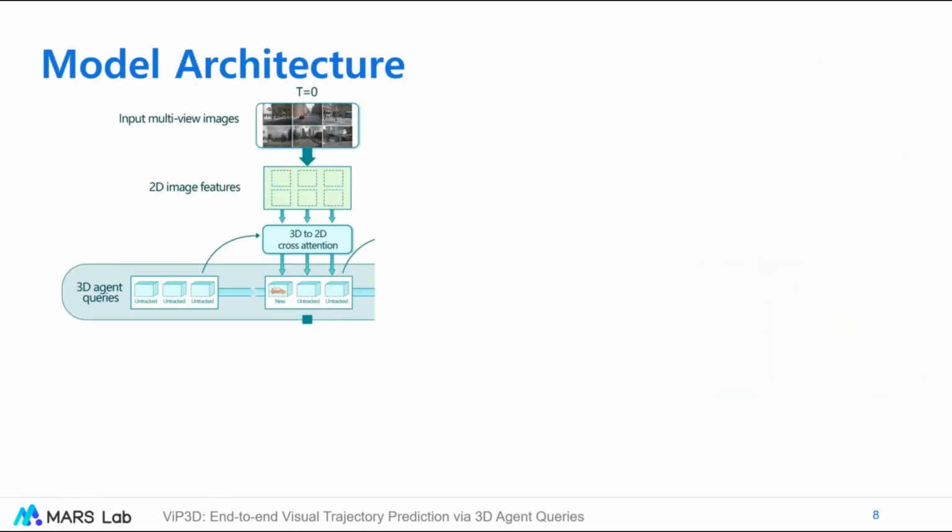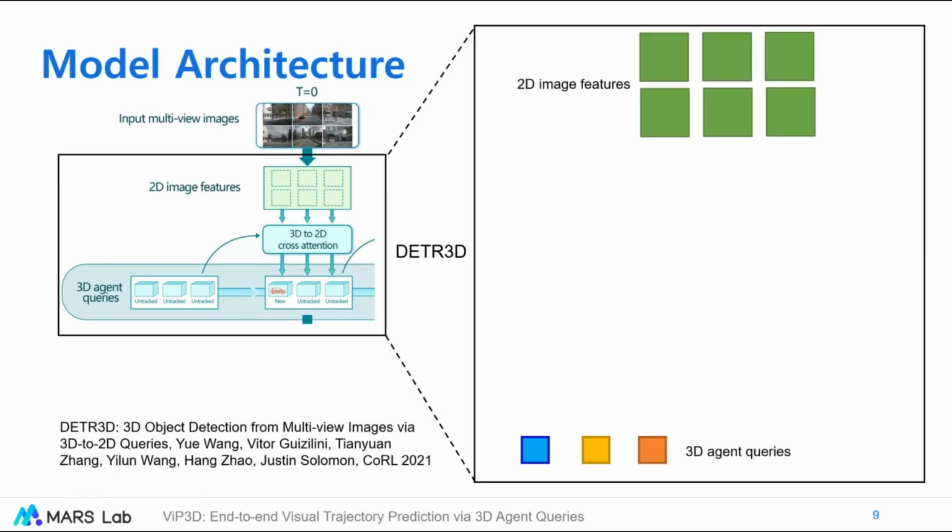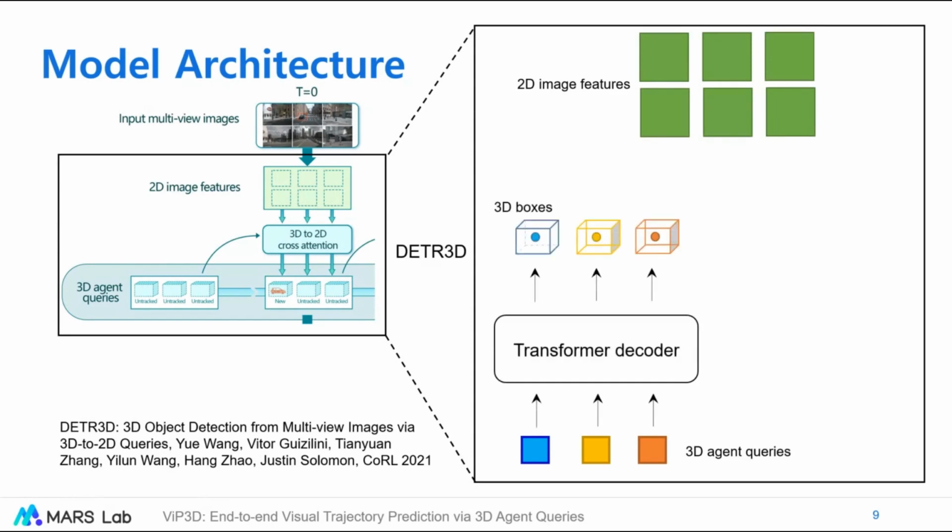Now, let's take a look at the model architecture. At each time step, we have multi-view images as input. We use a set of 3D agent queries to aggregate visual features through 3D to 2D cross-attention in order to detect agents. More concretely, the architecture we use is DETR3D. The input to the model is a set of agent queries. We send them into a transformer decoder and obtain 3D boxes.